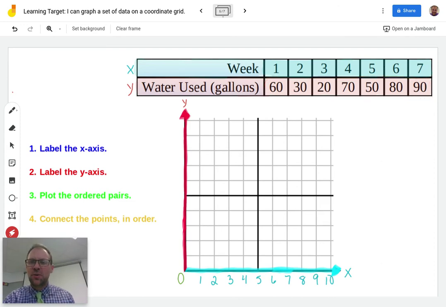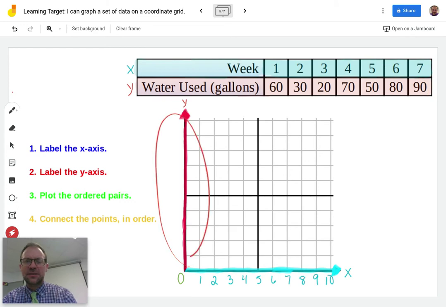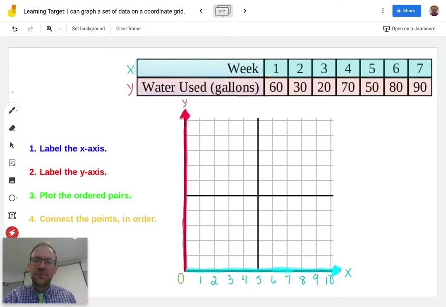So now we have to find a way to put numbers anywhere from 20 to 90 on this y-axis. So let's study it and look for any patterns that we see, any clues, like detectives. Oh, I see something already. Every single one of these pieces of data ends in a 0, which means they're all divisible by 10. They're all multiples of 10.